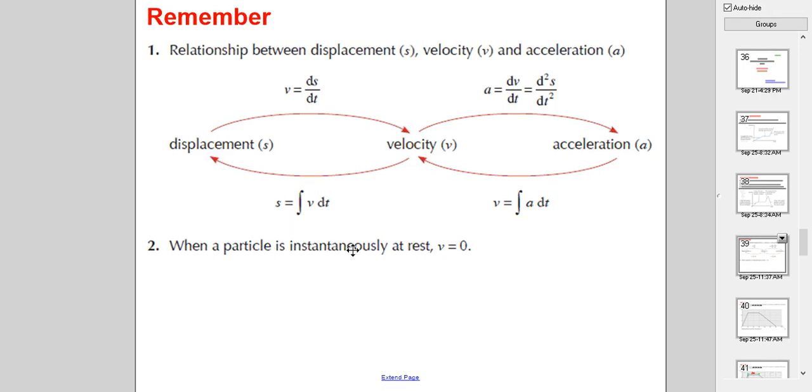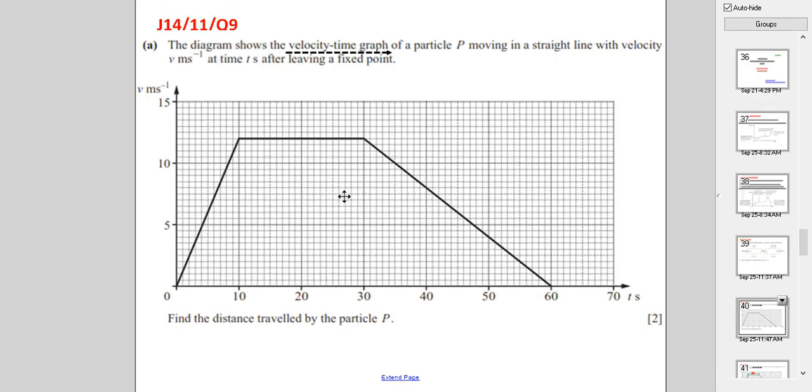When a particle is instantaneously at rest, it means v equals 0. Okay? And please, this is displacement; by mistake, I said distance, right? Okay. So let's begin with the question.